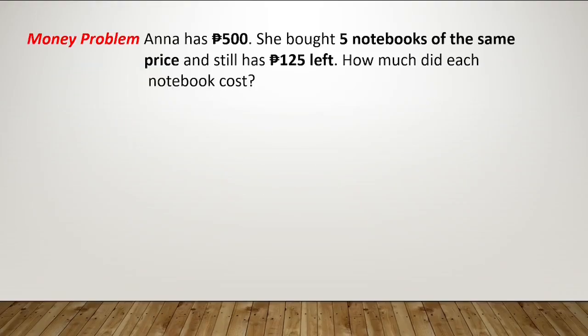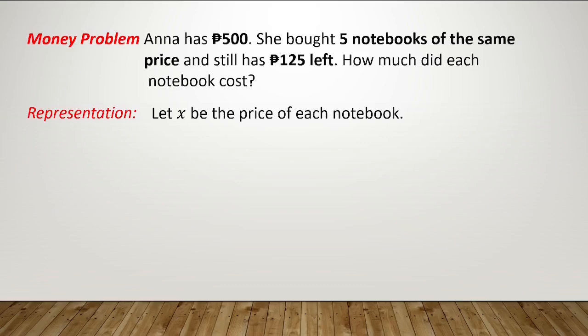Okay, for money problem, let's consider Anna. Anna has 500 pesos. She bought 5 notebooks of the same price and still has 125 pesos left. How much did each notebook cost? So it is asking for the cost of each notebook. So that means it is unknown. The price is unknown. So let x be the price of each notebook.